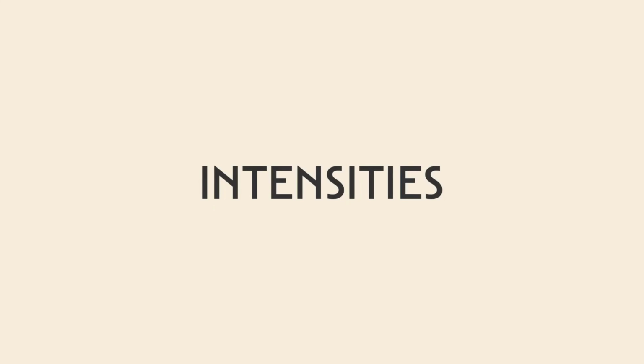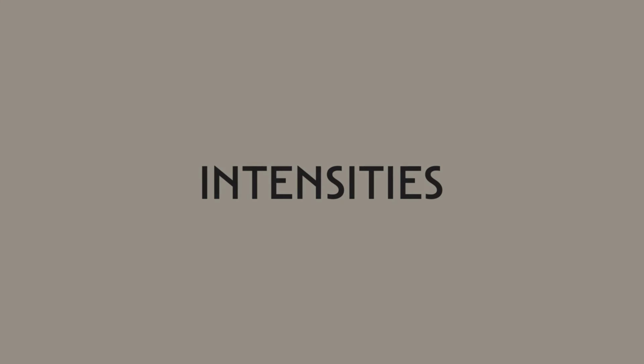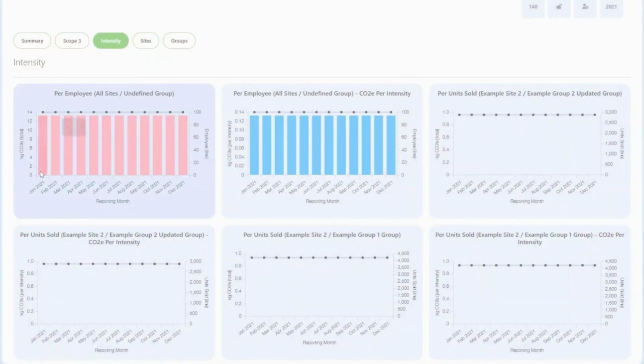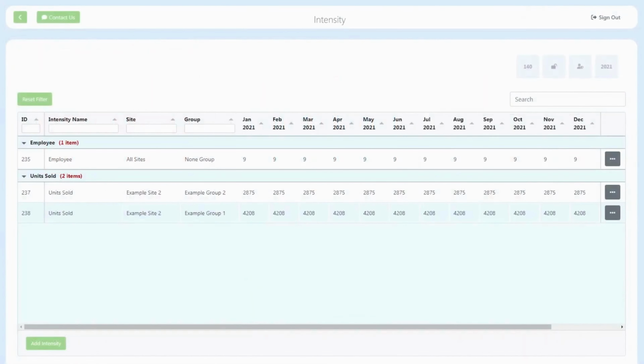An intensity record is a metric that can be used to monitor the emission footprint of products. Intensity measures use emissions assigned to and calculated by activities to offer additional insights on activity records. For example, creating an intensity record for employees across all sites and all groups, then adding data for the total number of employees per month, would allow the reporting company to view the carbon footprint of their employees individually.